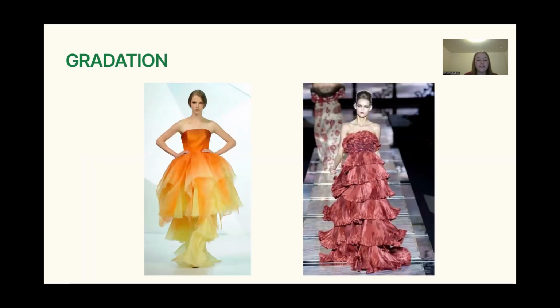Gradation is creating rhythm by gradually changing from one size or color to another. The dress on the left slowly changes from orange to yellow, which draws the eye down the dress. The dress on the right uses gradation as the tiers of the skirt increase in size. The skirt actually getting bigger helps create movement in the dress and in the way we perceive the dress.